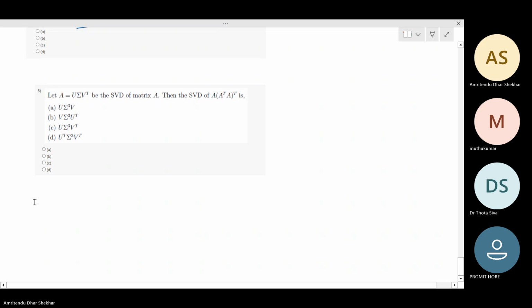Right. So in this problem, it's given that A is equal to U sigma V transpose. Just express A in terms of this U sigma V transpose, and you'll arrive at the correct solution. That's how you do it. That's the sixth problem.